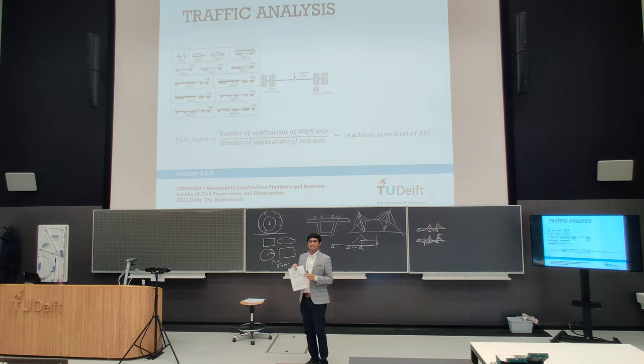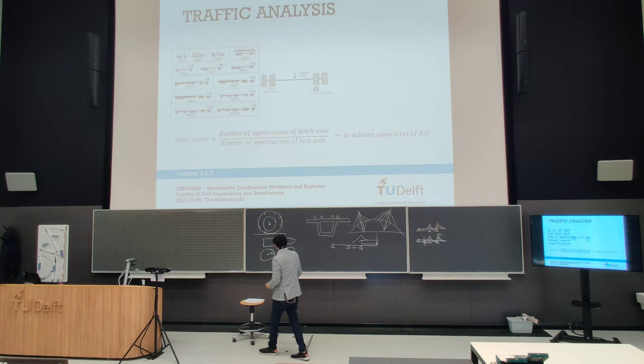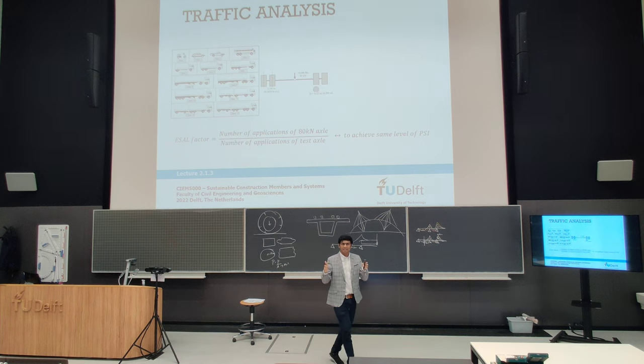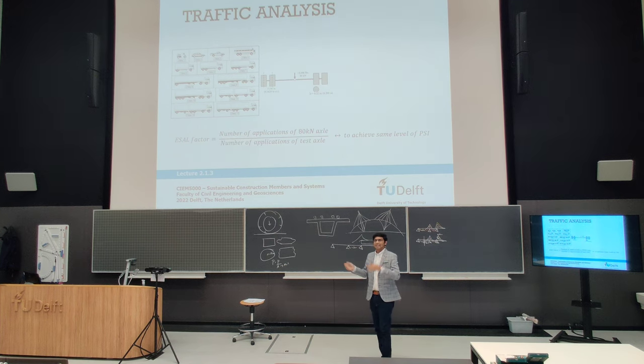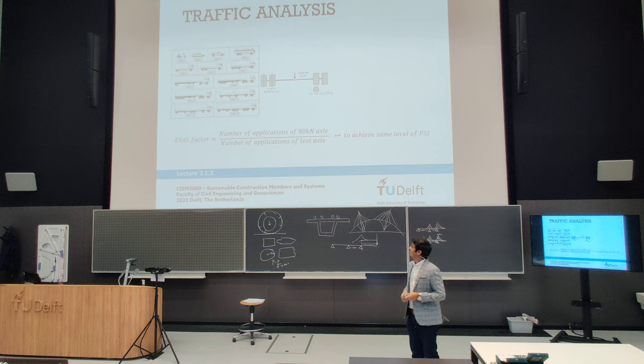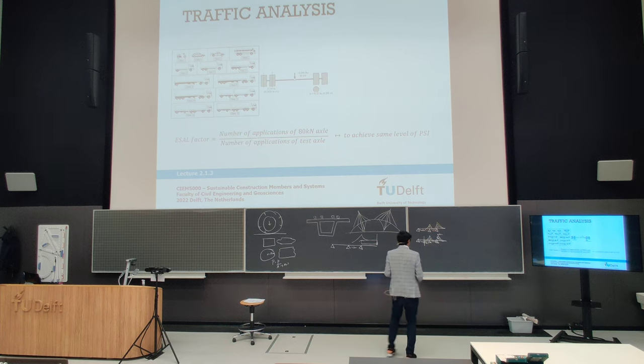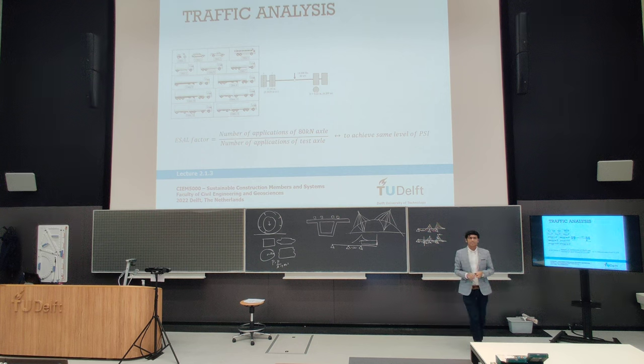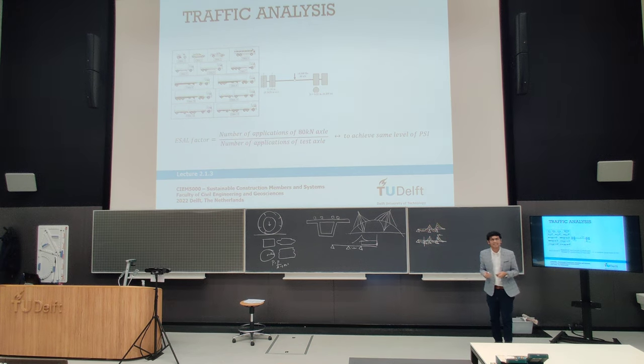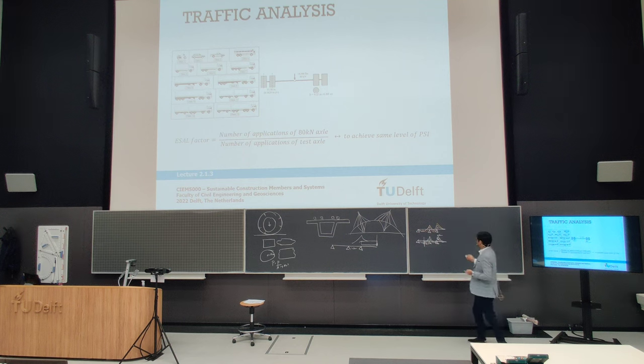Starting with the traffic analysis, our first objective is to convert different types of vehicles into a standard one. So what is a standard one? During the World War times, people were using a standard type of vehicle and trying to convert the different vehicles into this unique one, which is the 80 kN single axle. You need to understand what this ESAL factor is, the equivalent single axle load. To understand this, there is one more concept called PSI, which is the pavement serviceability index.